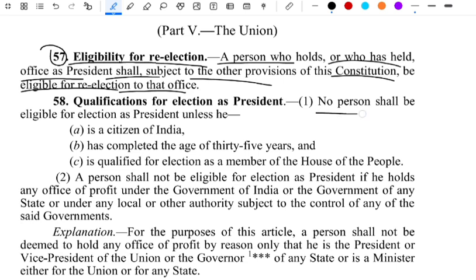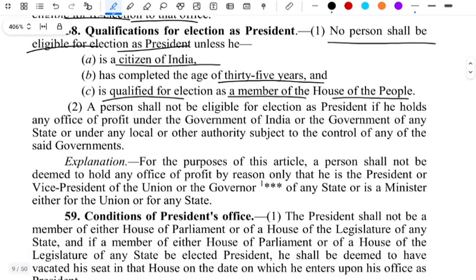So basically, to be eligible for election as President, citizen होना चाहिए इंडिया का, complete the age of 35 years. Remember the age. Qualified for election as a member of the House of the People, लोकसभा का मेंबर बनने के लिए क्वालिफाइड होना ही चाहिए, है ना.